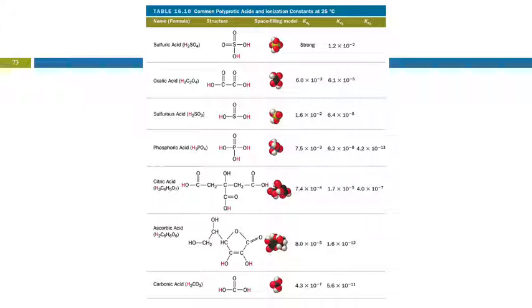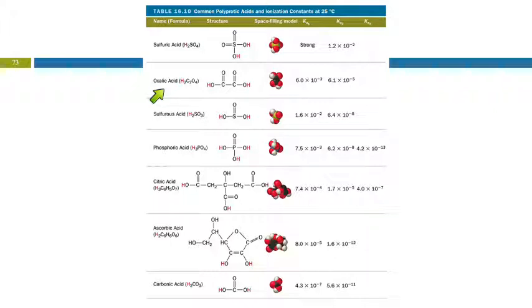So here are some common polyprotic acids and their ionization constants. There's a first ionization, second ionization, and a couple of them have a third ionization. The first one up here is sulfuric acid. Well, sulfuric acid was one of the strong acids, right? It is strong in the ionization of the first hydrogen. So this will go to hydrogen sulfate completely. That's why this just says strong. But removing the hydrogen from hydrogen sulfate has this Ka value.